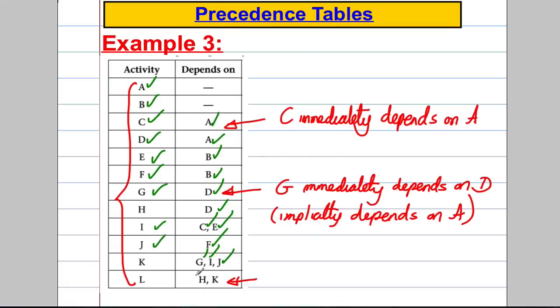So the last one, activity L, it might say usually something like, everything else has to be completed. Now, the only things that haven't been depended on are H and K, so L depends on those two being completed, and by implication everything else is completed because things depended on it in the past.